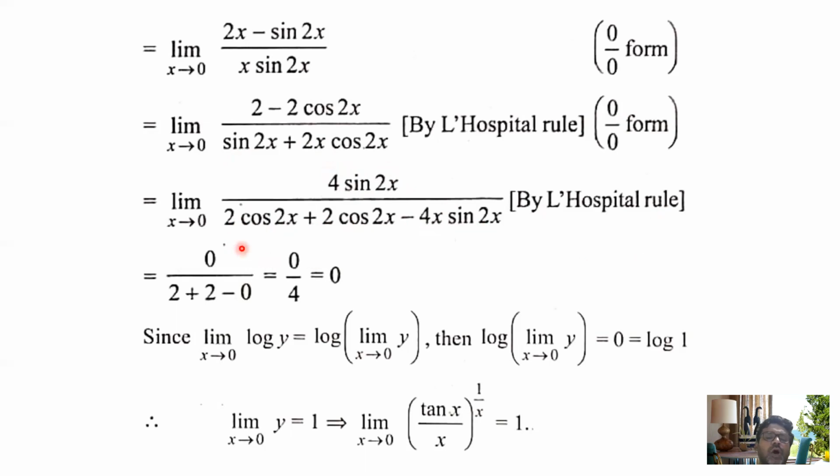Then ultimately 0 by 4 is equal to 0. So therefore, since limit x tends to 0, log y is equal to y, limit y tends to 0. So from here you may write log limit y as y tends to 0 is equal to 0, which is equal to log 1. Okay, so the log cancels. So limit as x tends to 0, y is equal to 1. What is y? Limit as x tends to 0, (tan x by x) whole to the power 1 by x equals 1. So this is the answer.